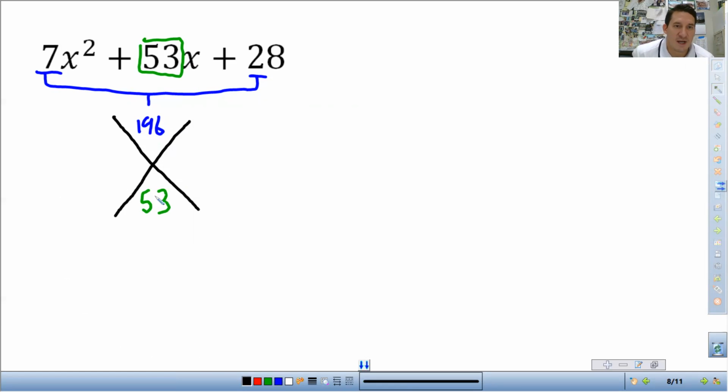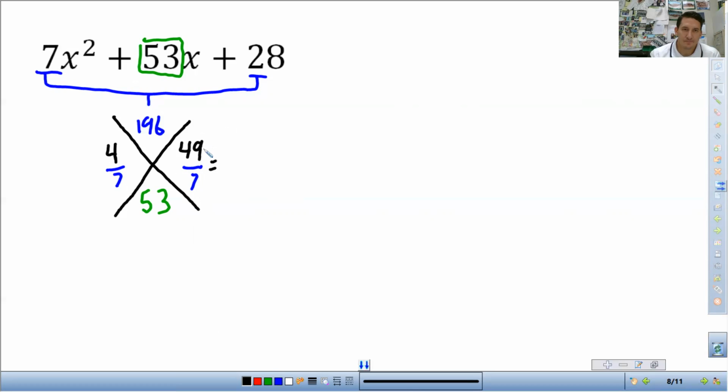So factors of 196 that add to 53. I'm going to do this one real quick. This is going to be 4 and 49. 4 times 49 is 196. 4 plus 49 is 53. So we're not done yet. Since we multiplied to get the top number, we need to divide back out by that 7. So we're going to divide by 7, and I'm going to reduce.